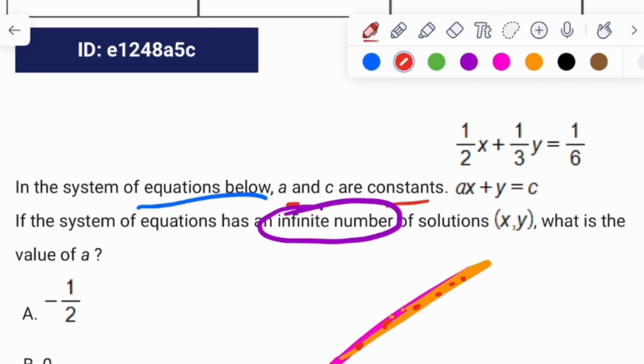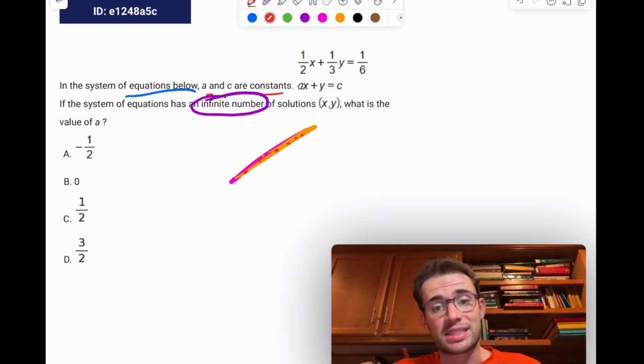What is the value of a? So there's an infinite number of solutions, x, y. What is the value of a? So what value of a will make these the same line? It doesn't even ask about the c, but the c value also has to be a specific thing.